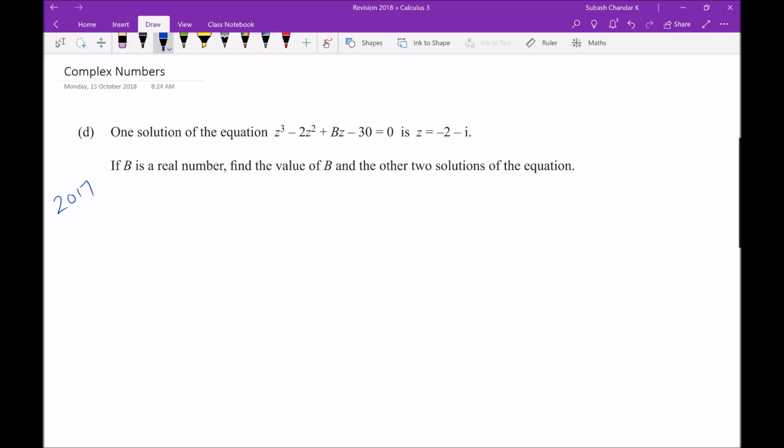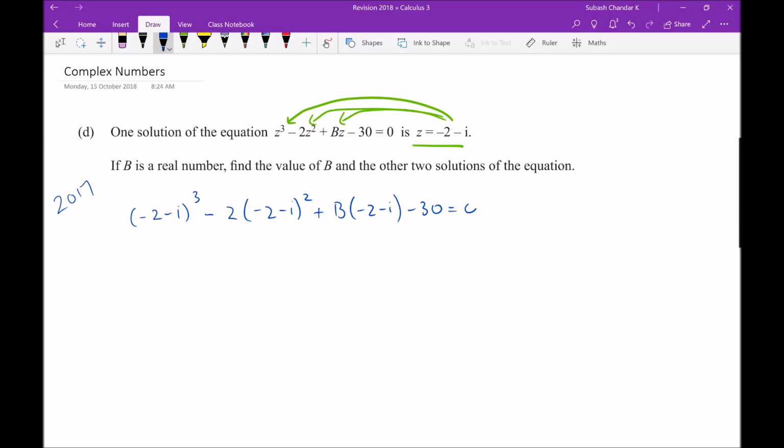The biggest mistake I've seen people do is, you know how it says z equals -2 minus i as a factor, as a solution, sorry. That means when you substitute z into all of those little z's there, that equation is equal to 0. So what you really need to be doing is this. You've got -2 minus i to the power of 3 minus 2 times -2 minus i squared plus b times -2 minus i minus 30 equals 0.